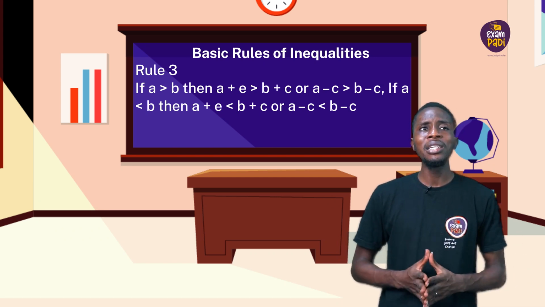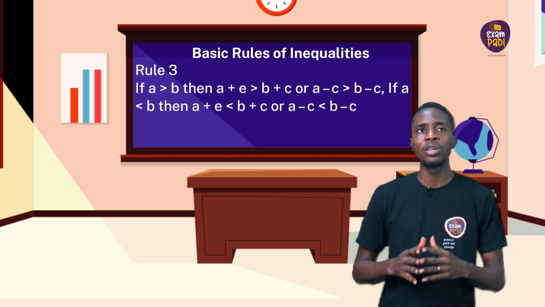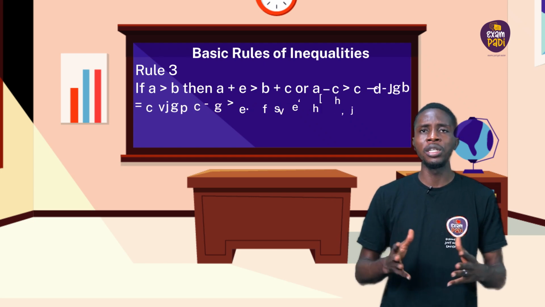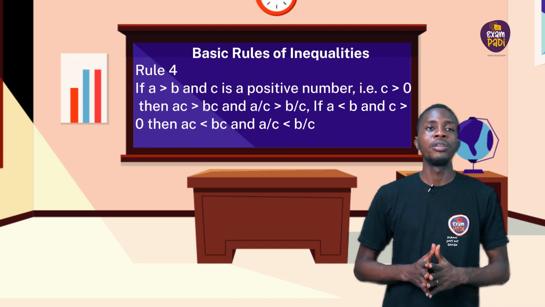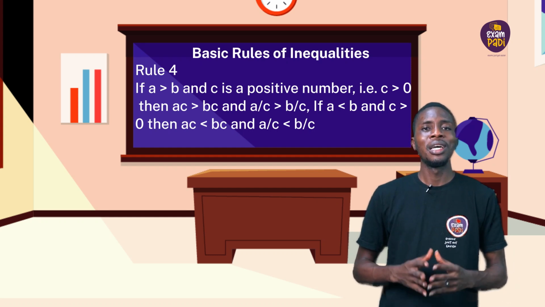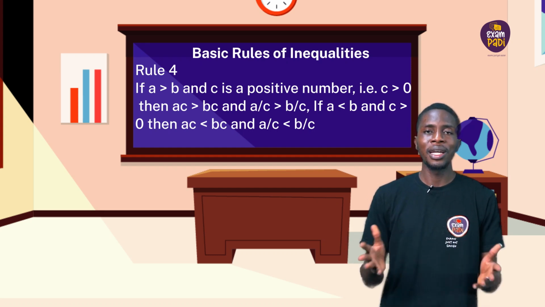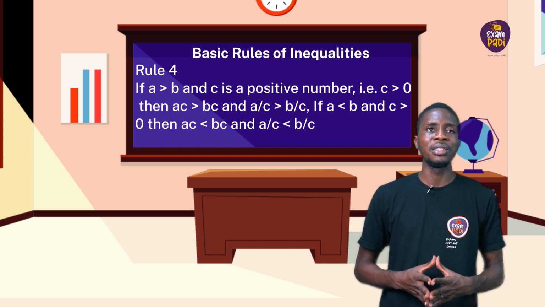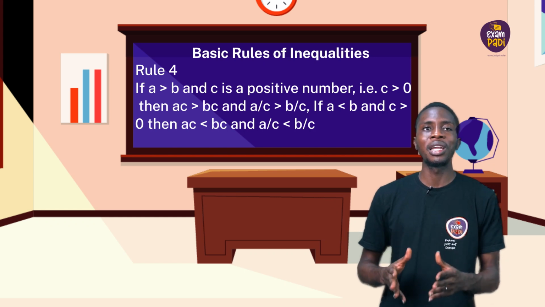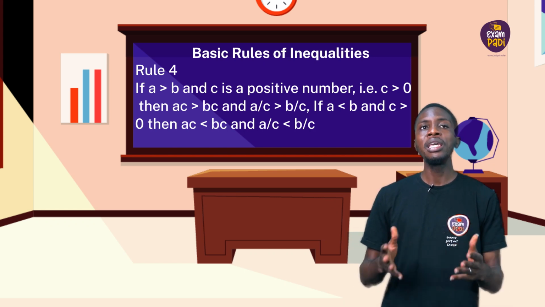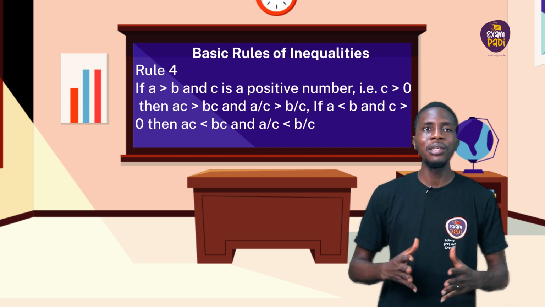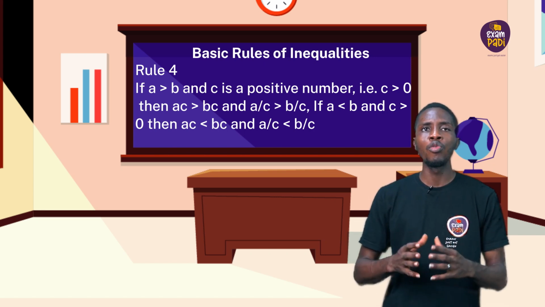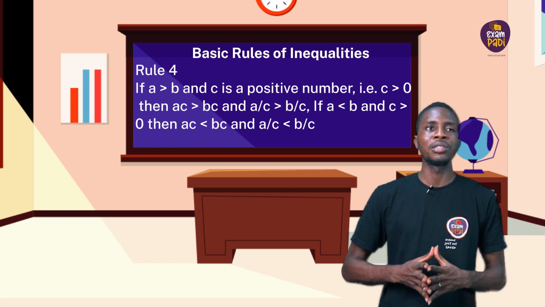That is, we can add to or subtract from both sides of an inequality the same quantity without changing the sign of the inequality. Rule number 4. If A is greater than B and C is a positive number, that is, C is greater than 0, then AC is greater than BC and A over C is greater than B over C. If A is less than B and C is greater than 0, then AC is less than BC and A over C is less than B over C.